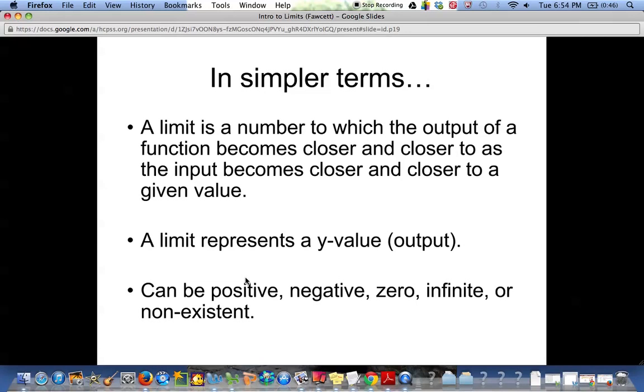In general terms, you definitely want to write this down. A limit is a number to which the output of a function becomes closer and closer to as the input comes closer and closer to a given value. So as the x value approaches a certain number, what is happening to the output of your function? What value is it approaching? It can either be positive, negative, 0, infinite, or non-existent. And throughout the unit, we're going to look at situations of each of these. So again, make sure you write this down, and in general terms, you can tell me what a limit is.